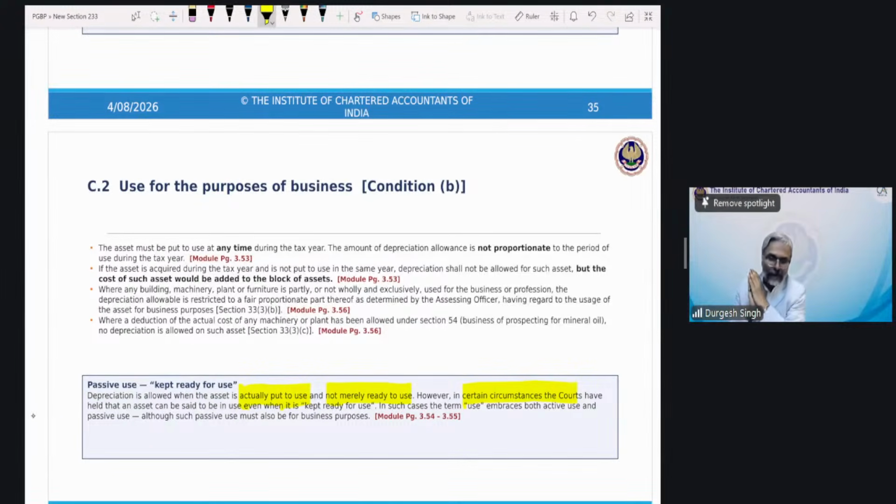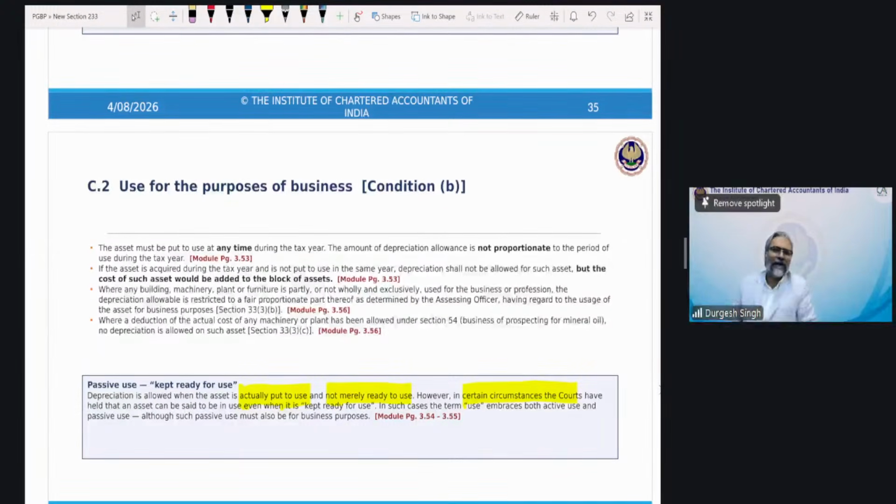Is that point clear to all of you now? Every one of you, students. But generally, when you write the answer, you will say it is only actual use. I hope all of you are clear with this. Only in certain facts, which will have to be established by the SSC, is ready for use equal to actual use. This is the example.